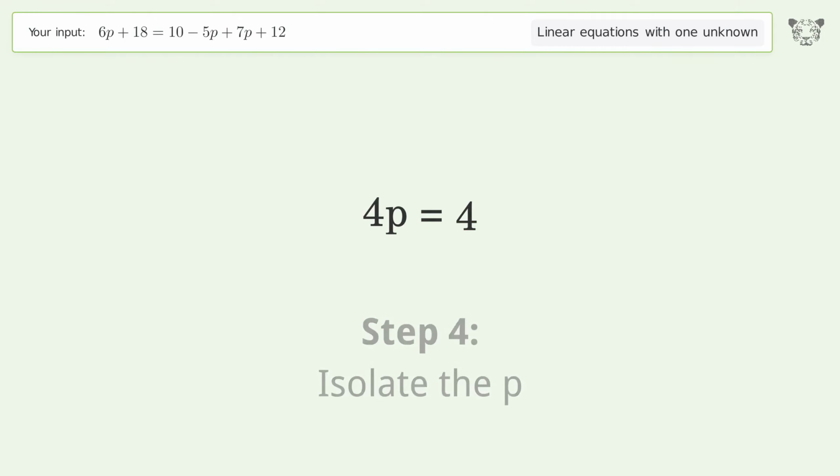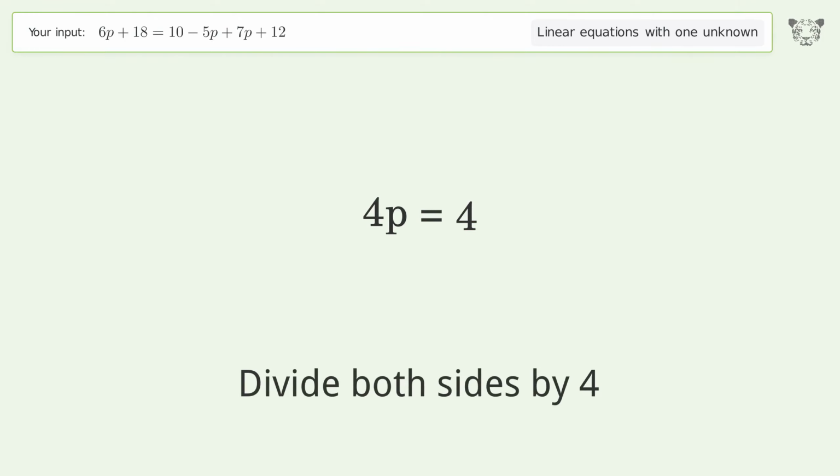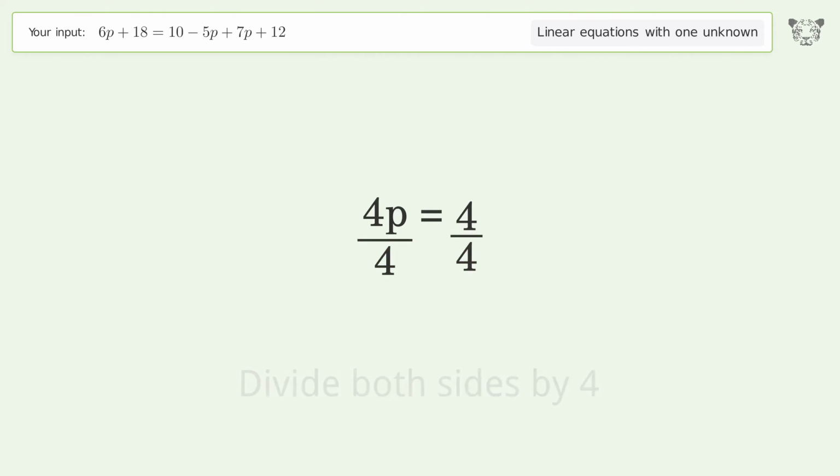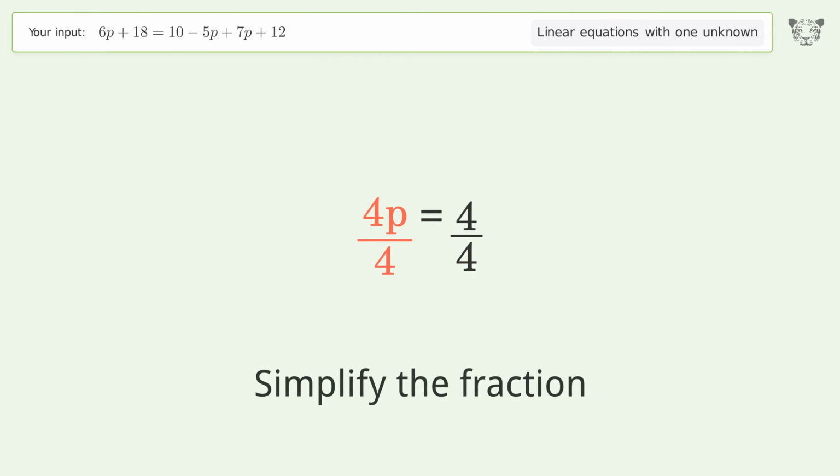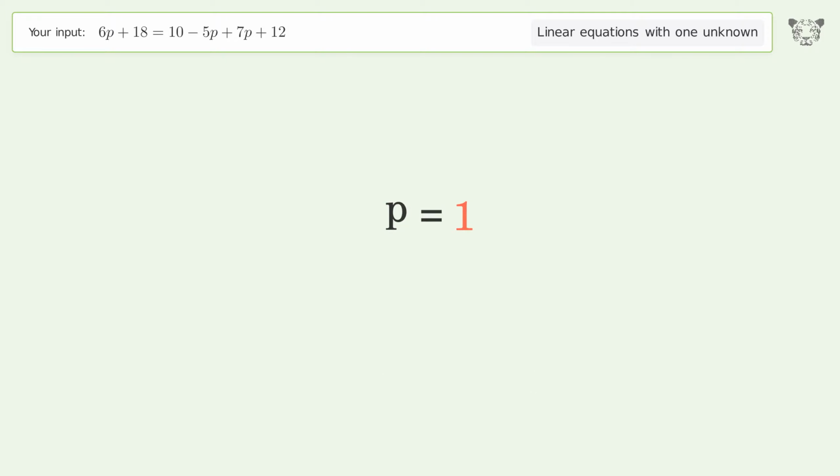Isolate the p. Divide both sides by 4. Simplify the fraction. And so the final result is p equals 1.